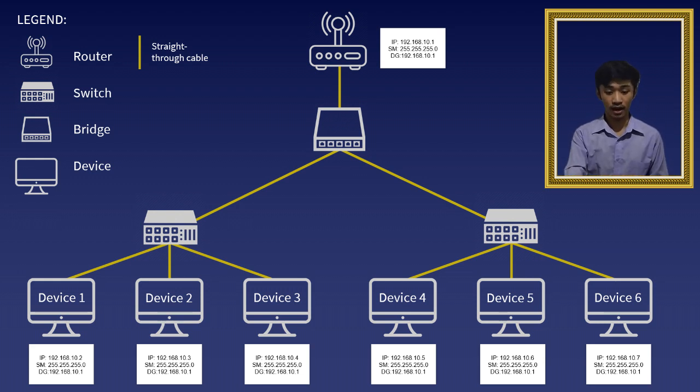And for our IP address, the device 1 will be 192.168.10.2. And just like I said earlier, we will add +1 to the last octet. That is why our device 2 will be 192.168.10.3 and so on. And that is how you create your own network system.